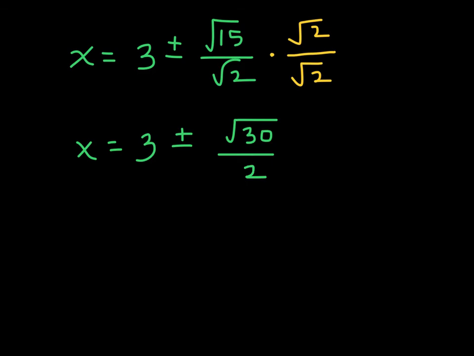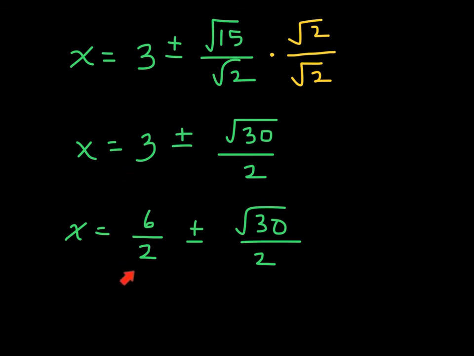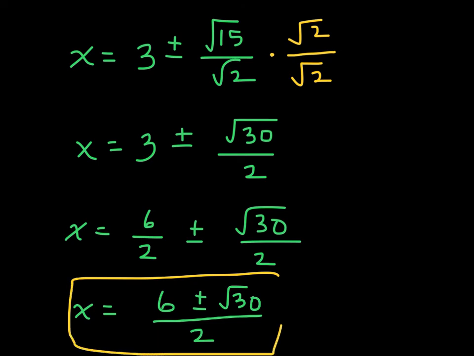Now, ladies and gentlemen, I can actually rewrite this and simplify this even more. 3 is the same as or equivalent as 6 over 2, is it not? 6 divided by 2 is 3. And so I just finished right now rewriting 3 as a fraction whose denominator is 2. Why did I do that? So that I can rewrite this as 6 plus or minus root 30 all over 2. Okay? So these are irrational solutions because 30 is not a perfect square.